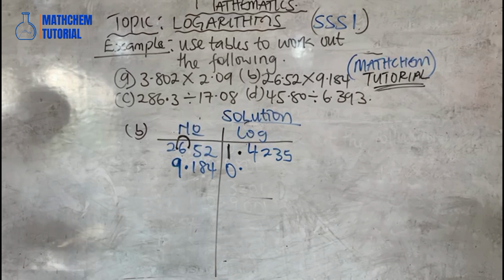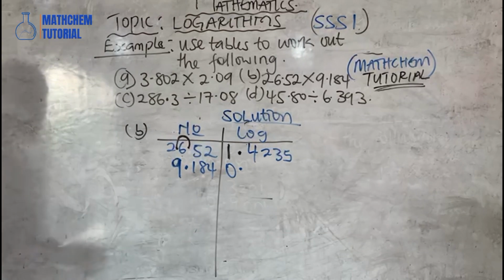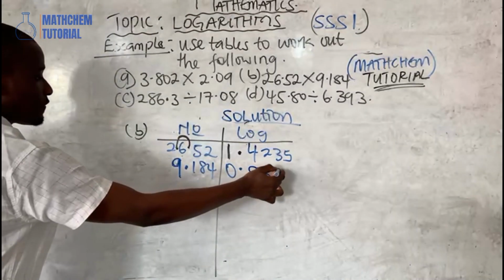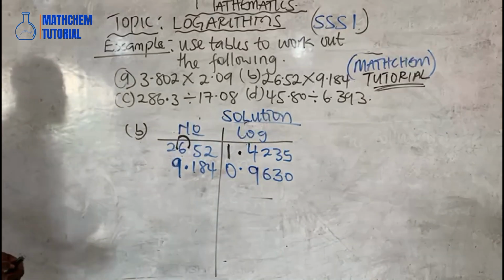91 under 8 gives me 9628. Difference 4 is 2 here. So if I add 9628 plus 2, that gives me 9630. So I will come here and write 9630. So after writing this, what do I do?